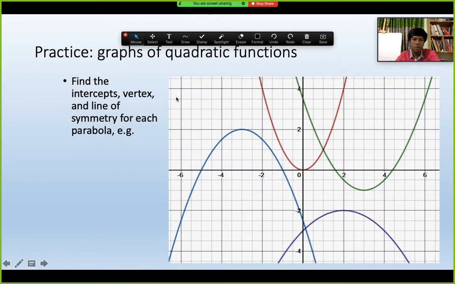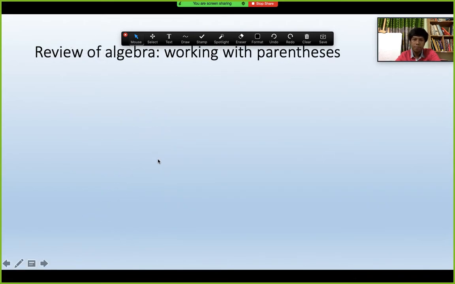So try to find the intercepts, vertex, and line of symmetry for each of these parabolas, for all of them, and then match your answer with our answers. These are the answers. For the blue line, this is the x intercept, y intercept, vertex, and line of symmetry. For the other lines also, you may go ahead and solve them. If you have different problems, we can discuss them, or we can verify our answers during the class.